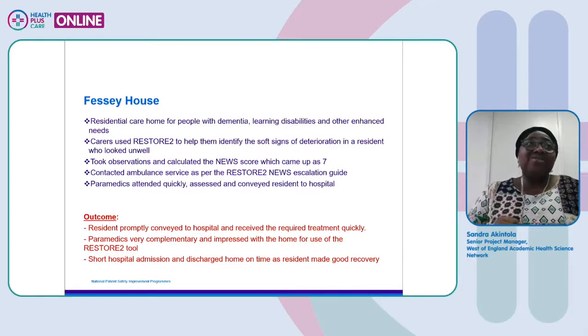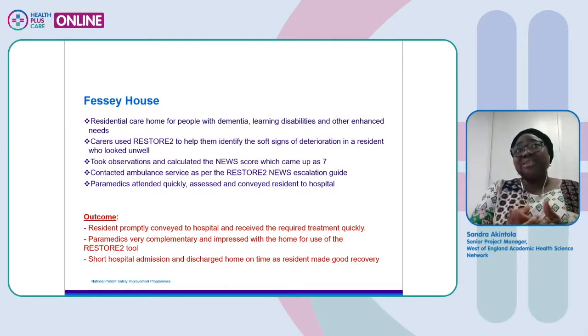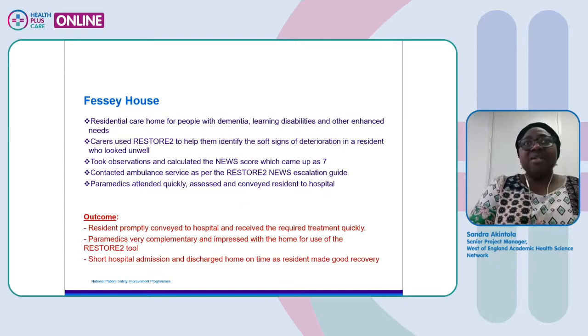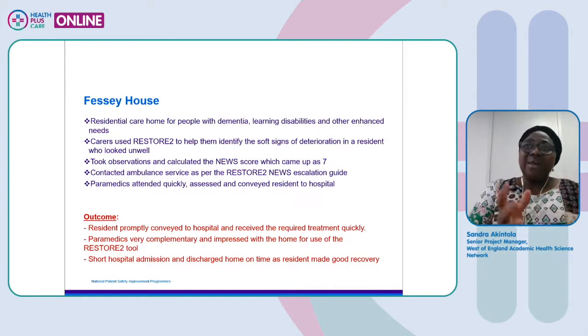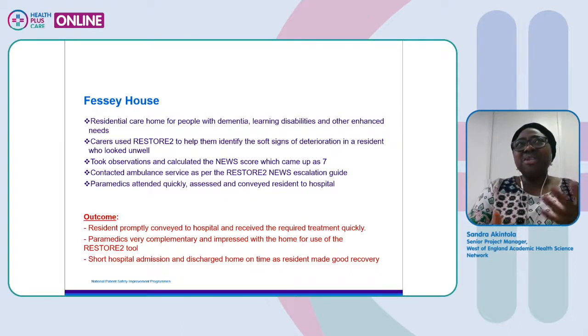Following attendance at training, the carers used the tool to help them identify deterioration in a resident they felt looked unwell. They are a service that does take vital signs observations. So they did the observations, calculated the NEWS scores, and that came up as 7. They used the escalation plan in the RESTORE2 tool to know that they needed to contact the ambulance service because of what they knew about this person.